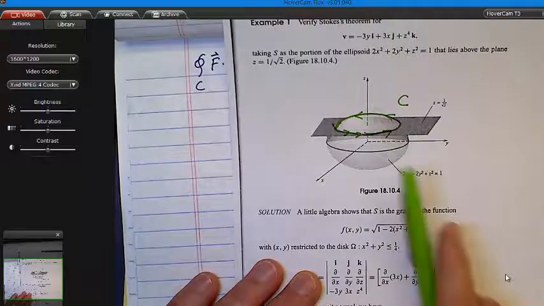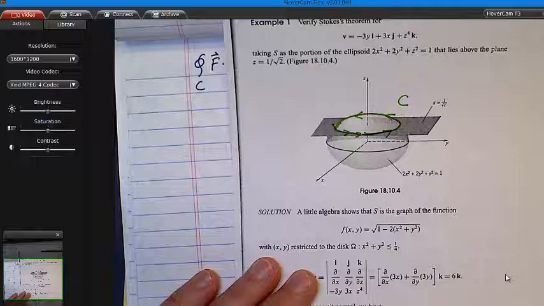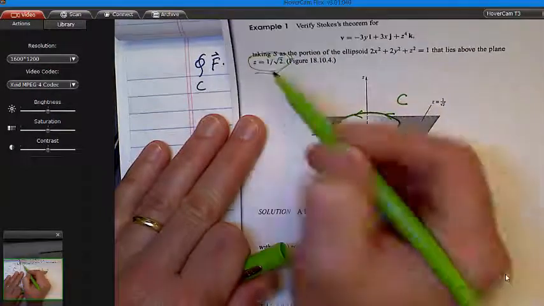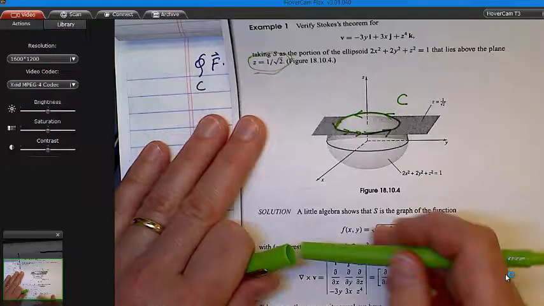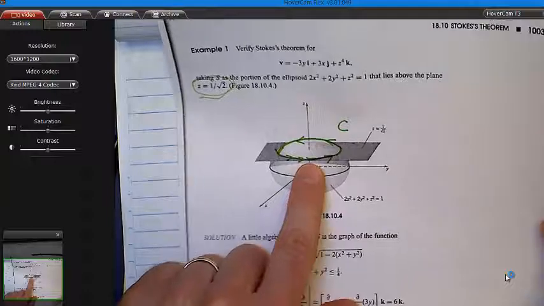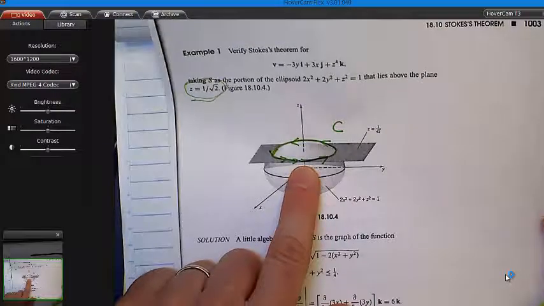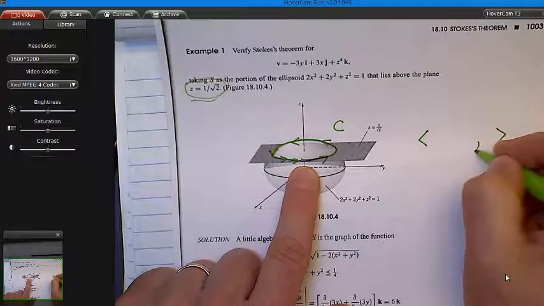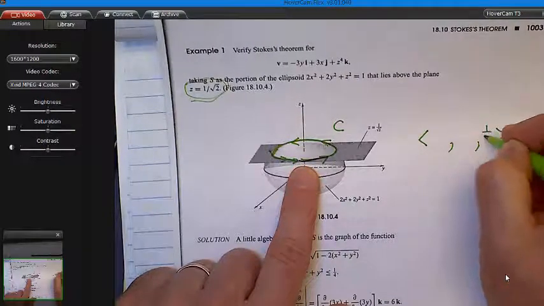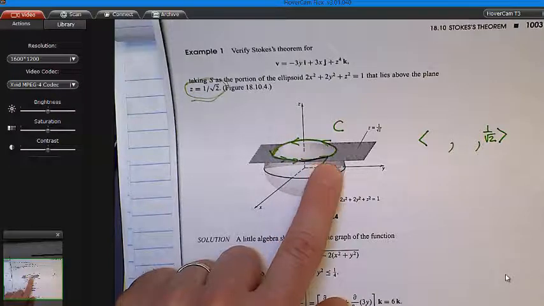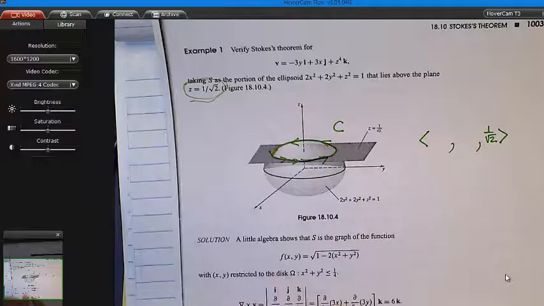But we need a parameterization of that curve. Now, what do we know? We know z is 1 over the square root of 2, right? So if I want to parameterize it, I know that z is 1 over the square root of 2, so that's kind of nice. Now, what about x and y? We know how far out they go. We just did that, right?